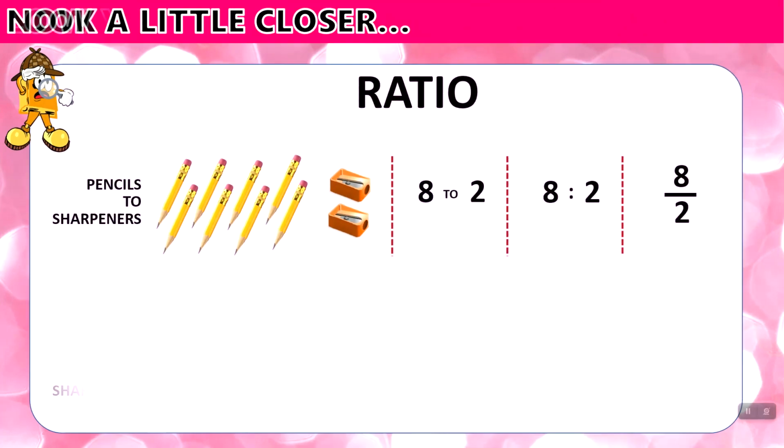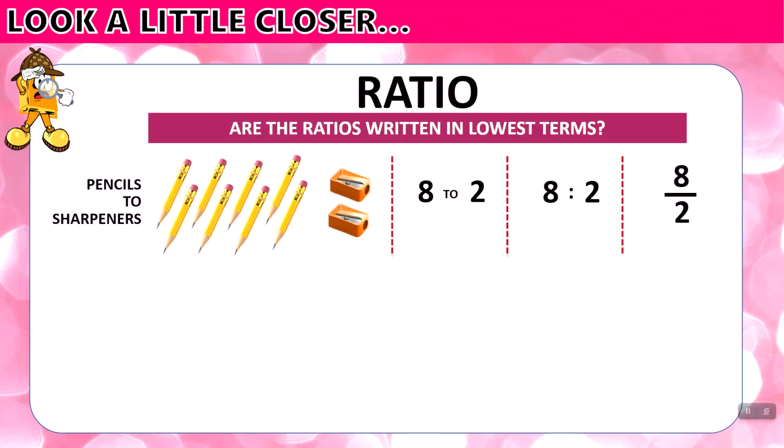But let's look at that last diagram again with pencils to sharpeners. 8 to 2. Is the ratio written in lowest terms? Which means, can I divide 8 and 2 by another number to give me smaller numbers? If I can, that means this is not written in lowest terms yet, and we need to try to write it in lowest terms. And so we find the factors of 8. The factors of 8 are the numbers that when multiplied give me 8, and I know that is 1, 2, 4, and 8. And then we find the factors of 2. What 2 numbers can we multiply to give us 2? Well, only 1 and 2 give us 2 when multiplied.